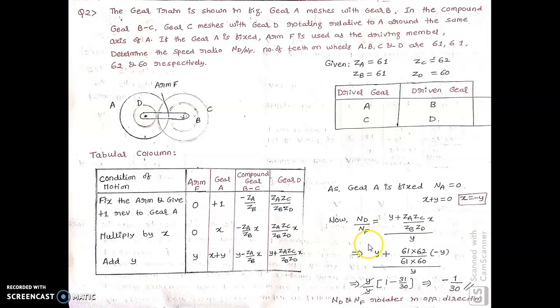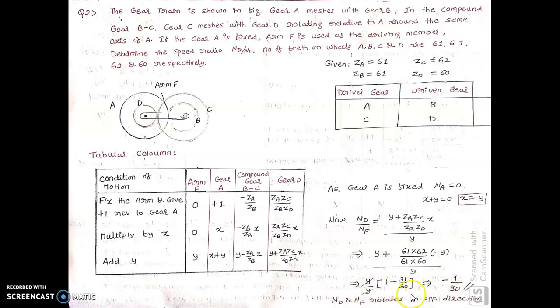So you can take y common. Otherwise, one more step: y plus, put all the values of teeth of A, B, C, D gears. Here are the values, and x is equal to minus y, isn't it? x equal to minus y, you just put it in. And take y common, it will be 1 minus this quantity, that is 31 by 30. So it is minus 1 by 30, right? 1 minus 31 by 30. Take the LCM, which is 30, 30 minus 31 is minus 1. So now ND by NF is nothing but minus 1 by 30.